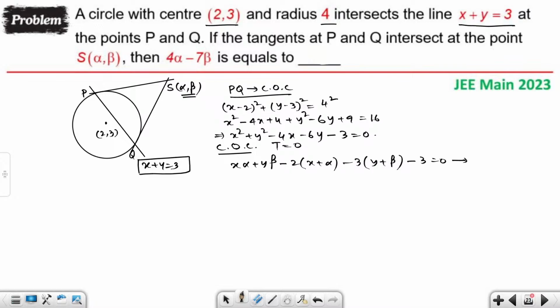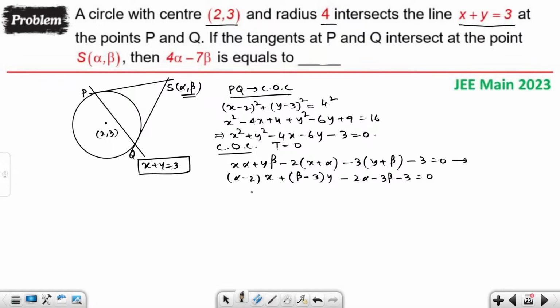Simply by applying this method, you can solve any kind of question involving chord of contact. Only remember this funda. You have to write down the chord of contact in a different way, and then you compare the coefficients. That's it. So that's exactly what I'm going to do here. Beta minus 3y minus 2 alpha minus 3 beta minus 3 equals 0.